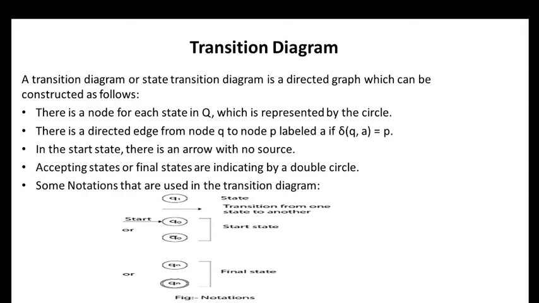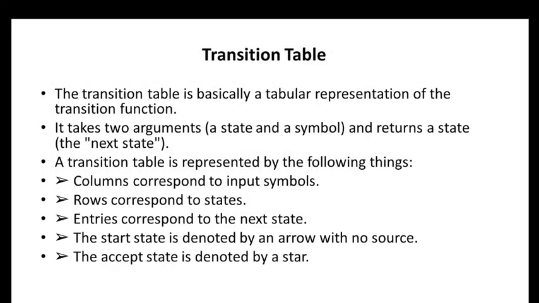Next, some notations that are used in transition diagrams, look at this. Whatever I explained in these points is diagrammatically represented here. This is the state of each node. This arrow mark indicates the transition from one state to another state. This indicates the start state. The double circle indicates the final state. So this is about the transition diagram.